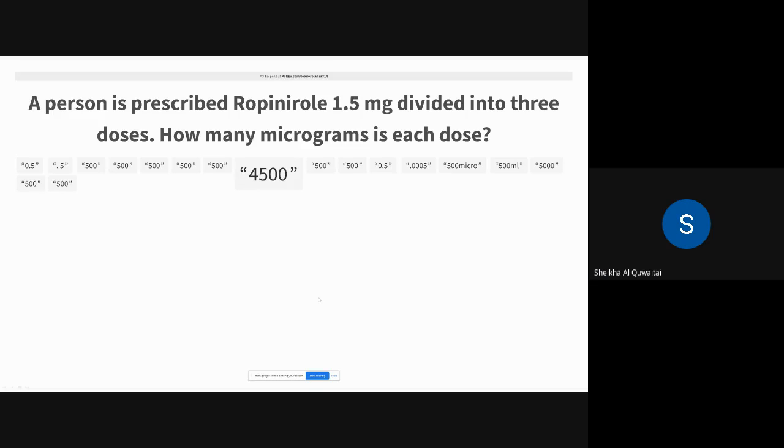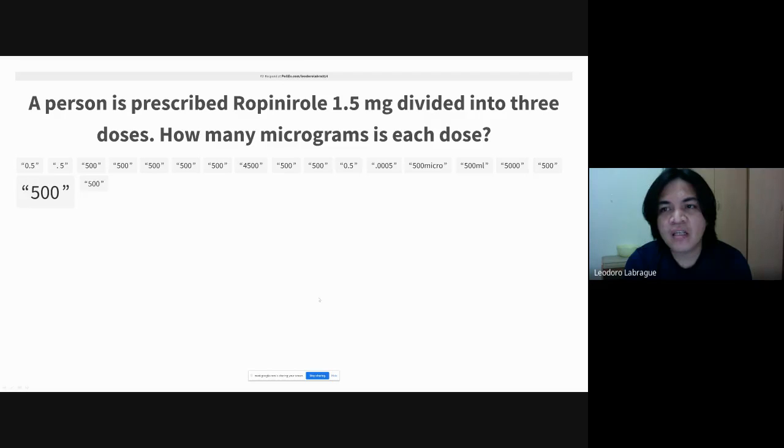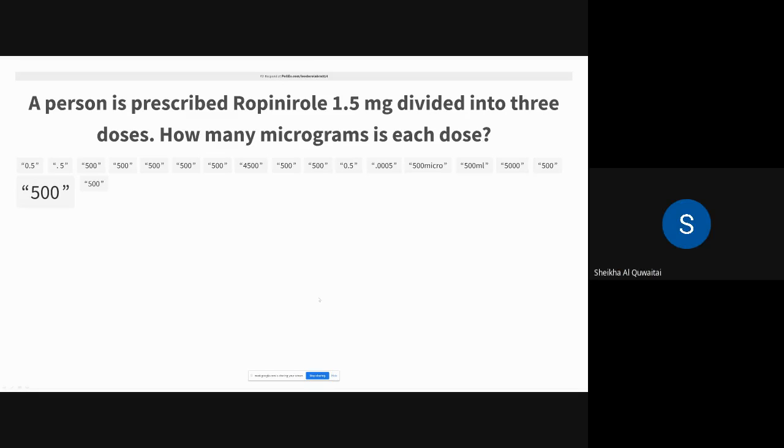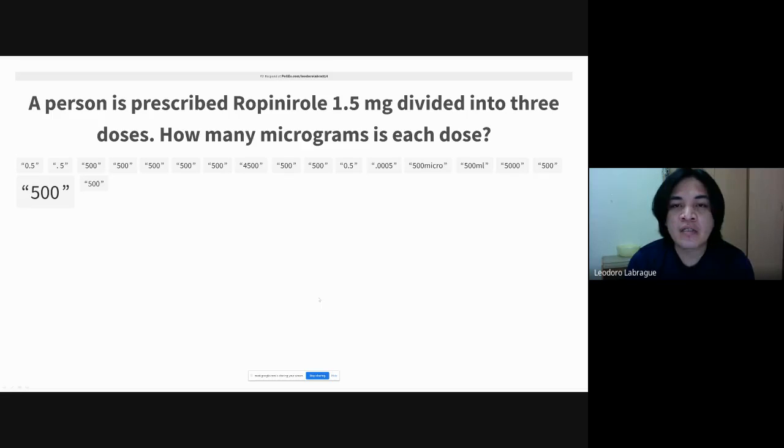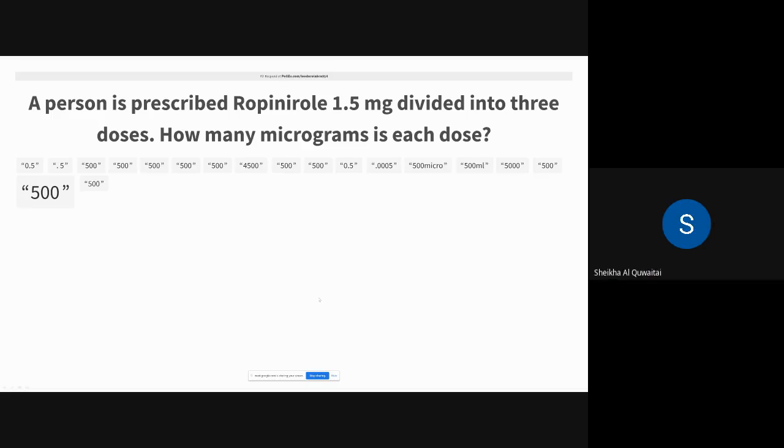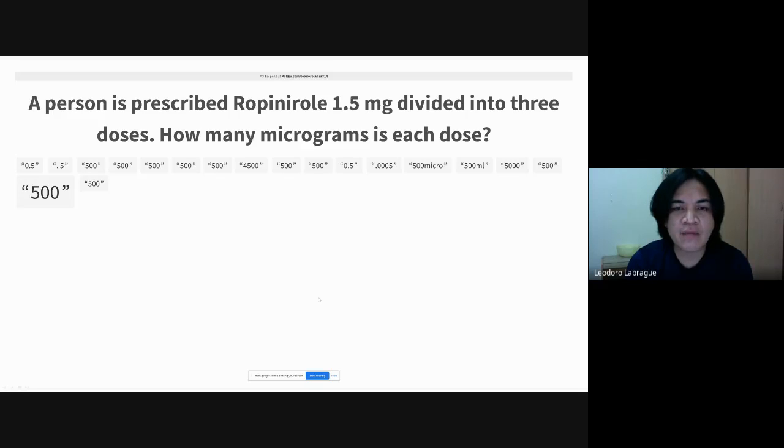How did you come up with 500 micrograms? We compare 1.5 multiplied by 1,000 divided by 1. I will get 1,500 microgram. Then I will divide this value by 3. Then I will get 500 microgram. Why did you divide it into 3? Because we have to give the patient 3 doses. Okay, very good. So thank you so much. Your answer is correct. The correct answer is 500 microgram.